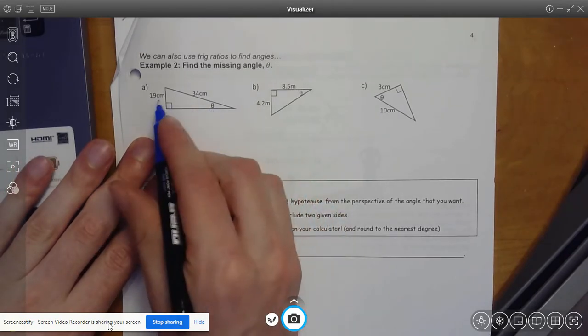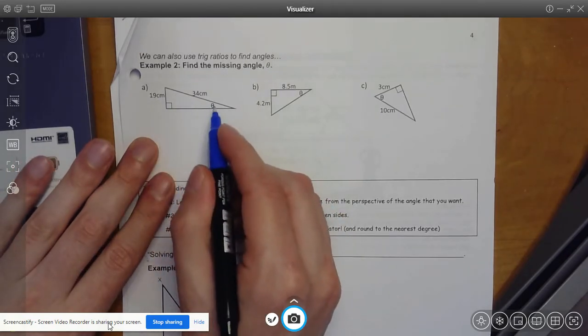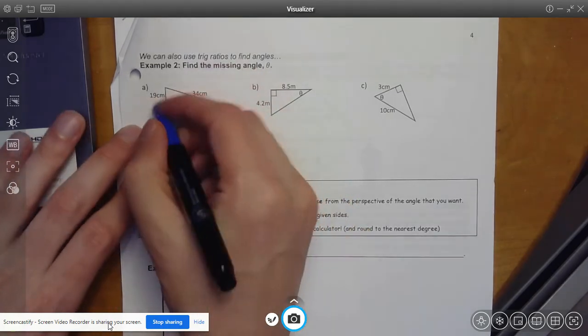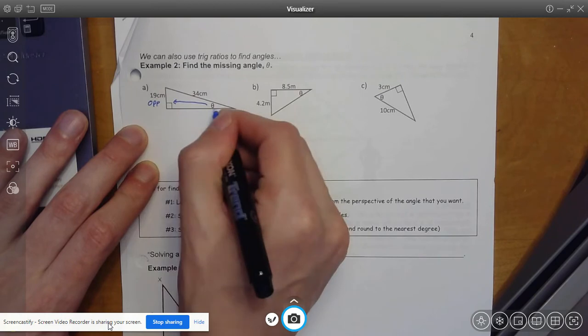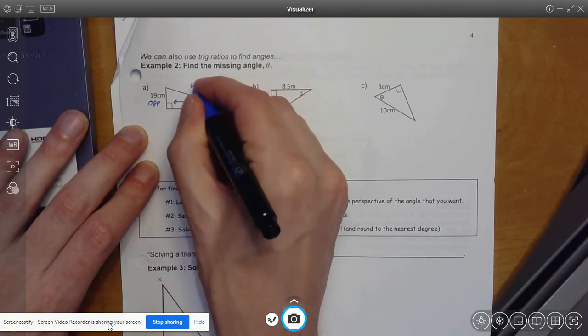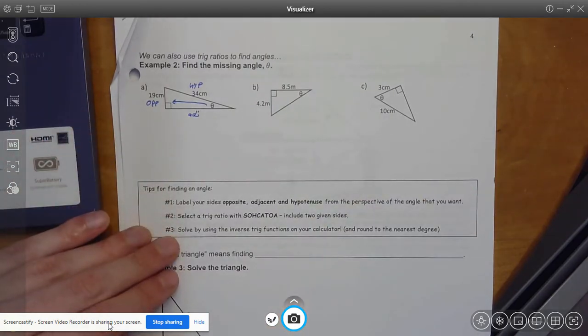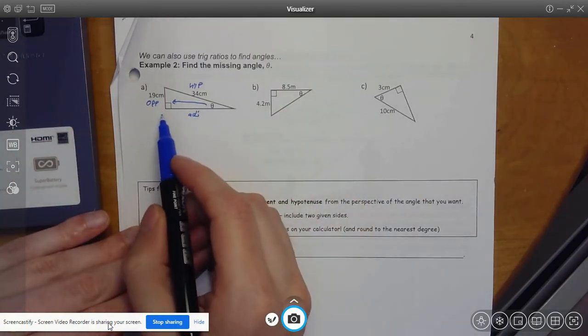Here, I do know two of the sides. I want to find this third angle, theta. Again, I'm going to label all three sides from the perspective of theta. So opposite is when I look across from my reference angle. Hypotenuse is my longest side. And then I usually like to just put adjacent as the third side. Okay. Again, we want to pick our ratio.